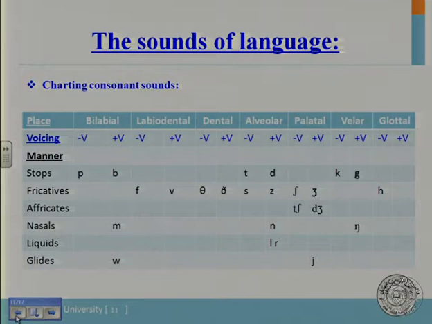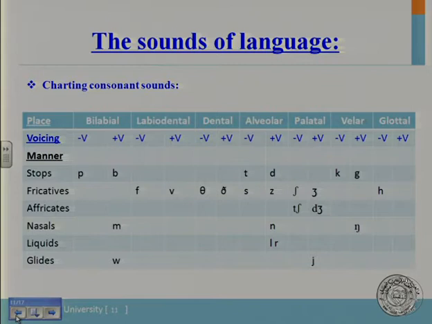In alveolar, we have a nasal sound, that is N, and we have two liquids, L and R. These two sounds are called liquids, but we can give a description. They are alveolar liquid voiced sounds.